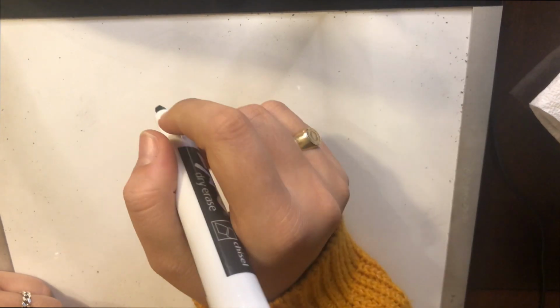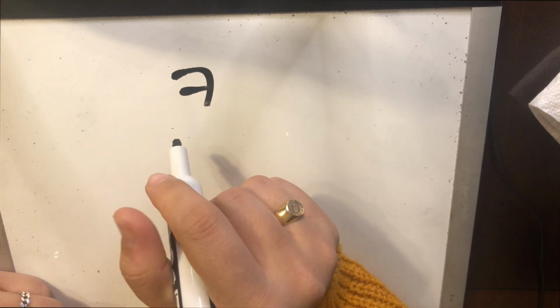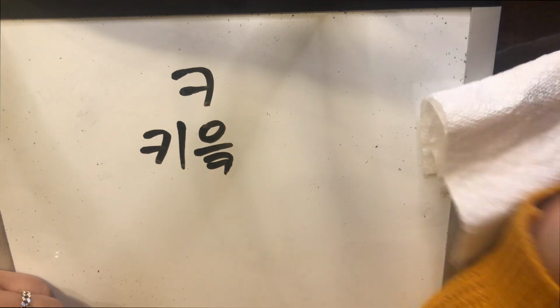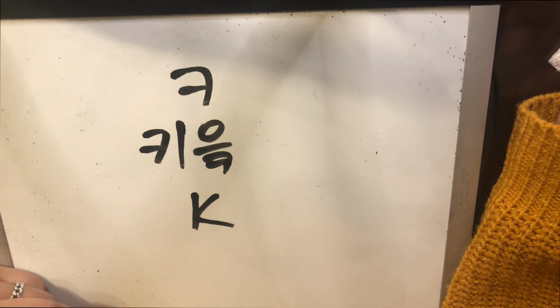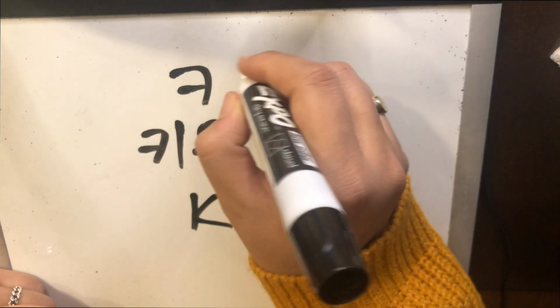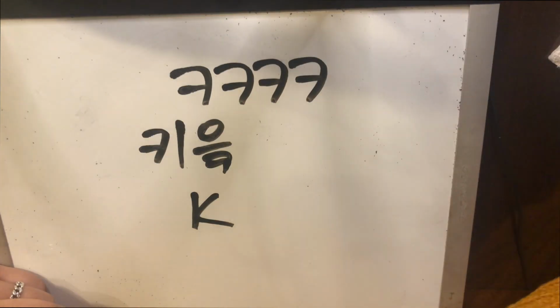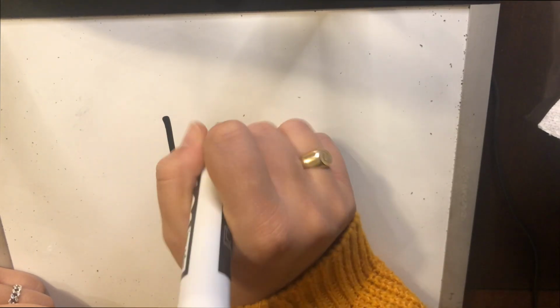Now, you have definitely seen this before, but this is kieuk. And this makes a K sound. So when Koreans laugh in text, they write this. That's the cute sound. So they use that, and that's like ha ha ha ha ha LOL basically.